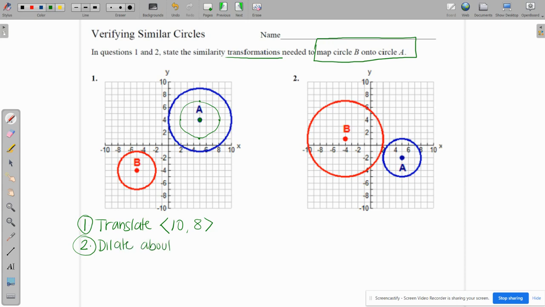about a center. And so we need to say what the center is. So this center is the point 5, 4. By a scale factor of, well, remember your scale factor is new over old. So the new circle has a radius of 1, 2, 3, 4, 5 units, and the old circle had 1, 2, 3 for its radius. So new over old would be 5/3.